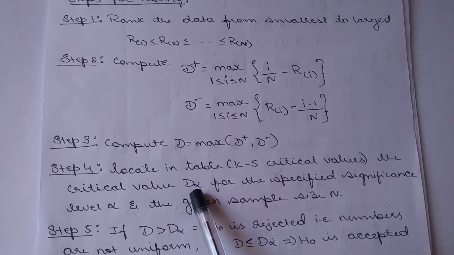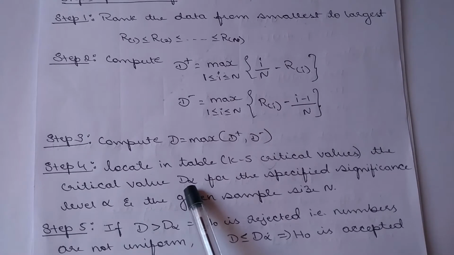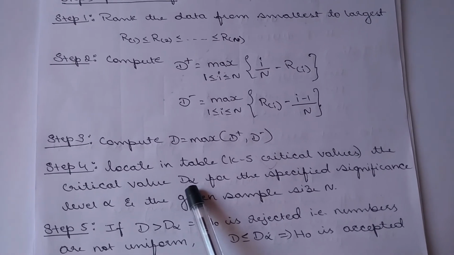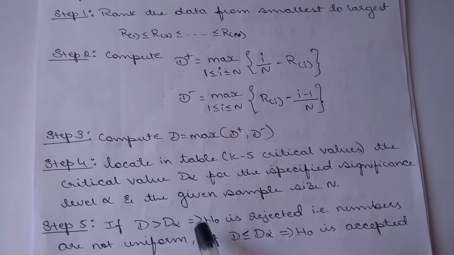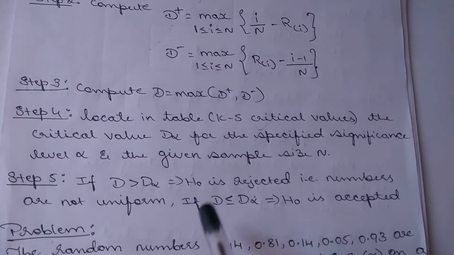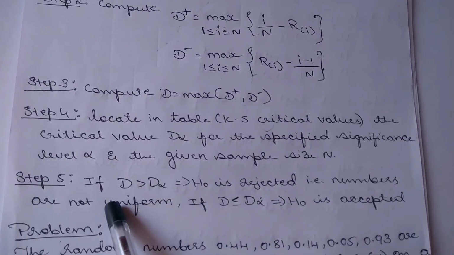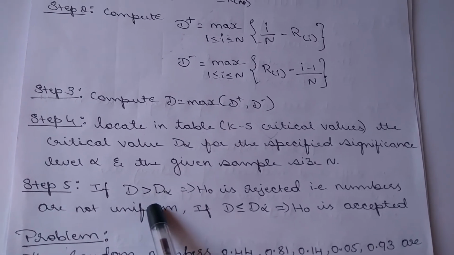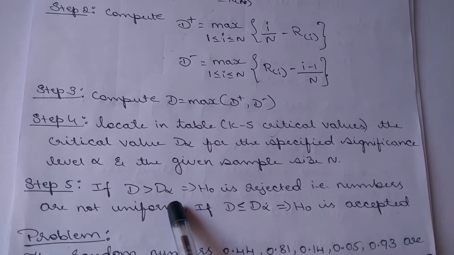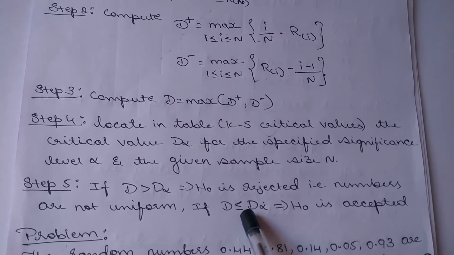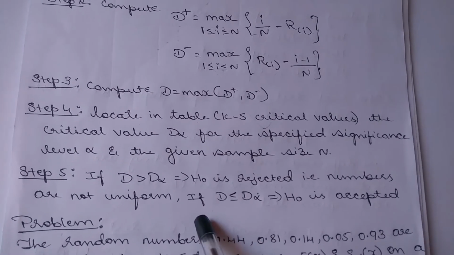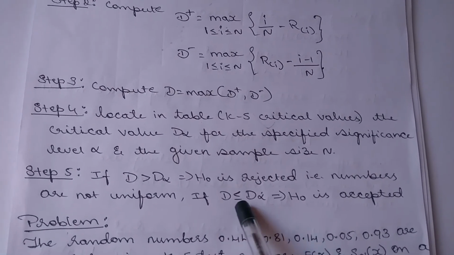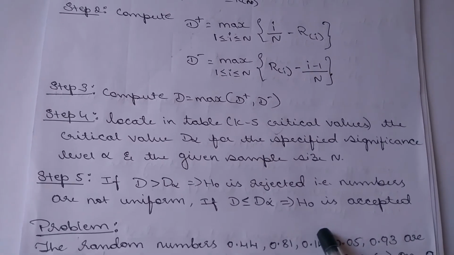Once all these are done, that is finding D and D alpha, you have to check whether the hypothesis has to be rejected or accepted. When do you accept and when do you reject? The last step: if D is greater than D alpha, that is your critical value, then H naught is rejected. Then you will say the numbers are not uniform. If D is less than or equal to D alpha, then H naught is accepted. That is, you will say the numbers are uniformly distributed.